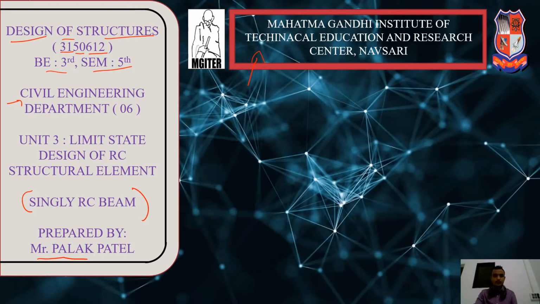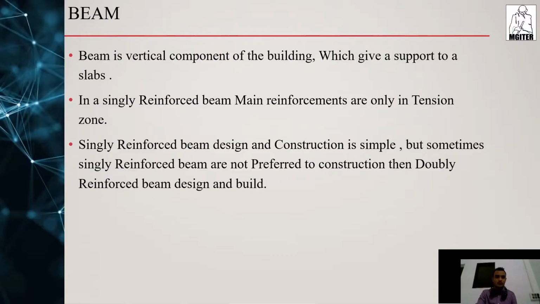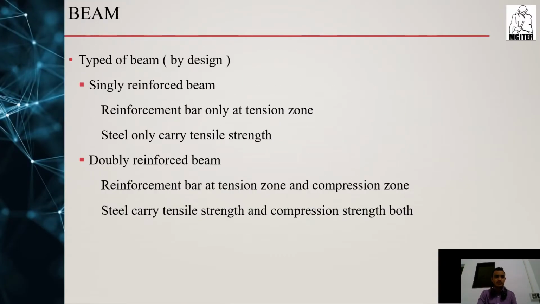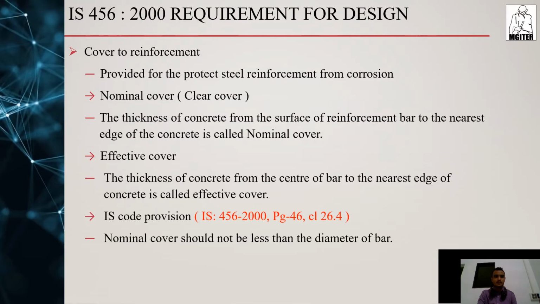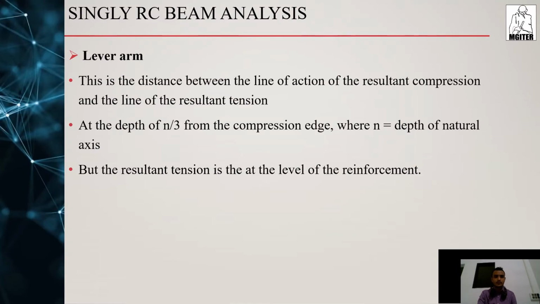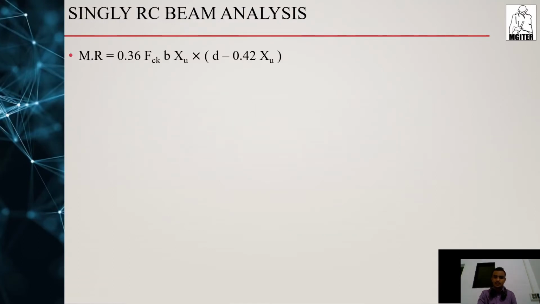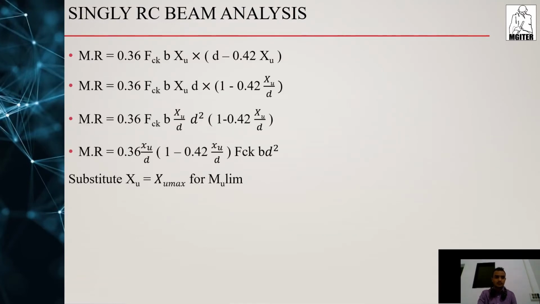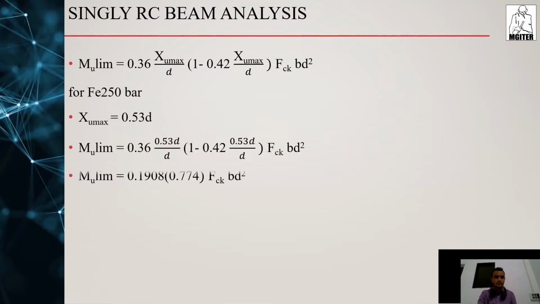This is part 2 of the singly RC beam. In part 1, in the previous lecture, we discussed types of beam, then the IS requirements, then the lever arm and moment resistance. We completed all those things.